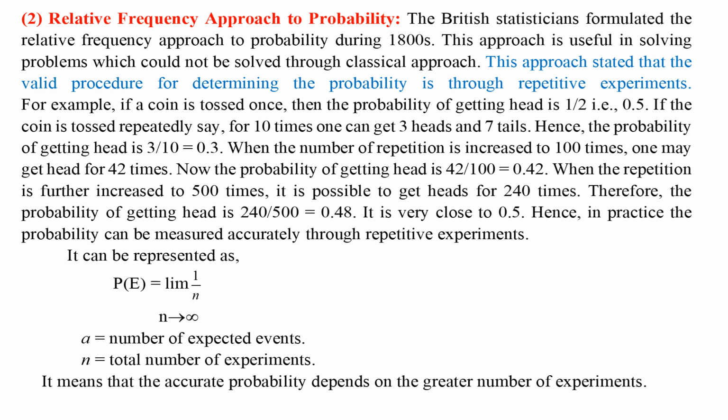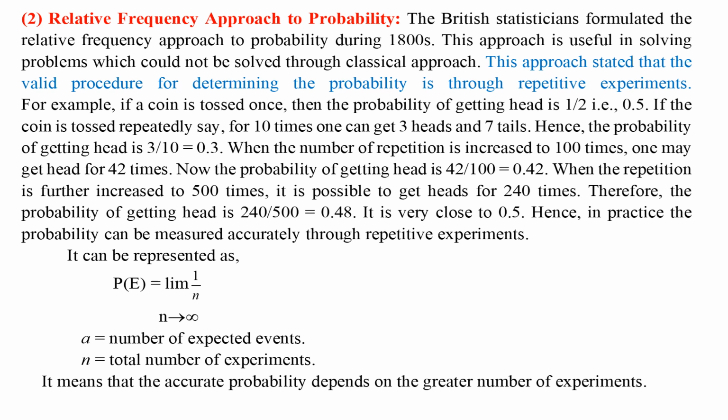For example, if a coin is tossed once, then the probability of getting a head is 1/2, that is, 0.5. If the coin is tossed repeatedly, say for 10 times, one can get 3 heads and 7 tails. Hence, the probability of getting a head is 3/10 equals 0.3. When the number of repetitions is increased to 100 times, one may get a head 42 times. Now the probability of getting a head is 42/100 equals 0.42.